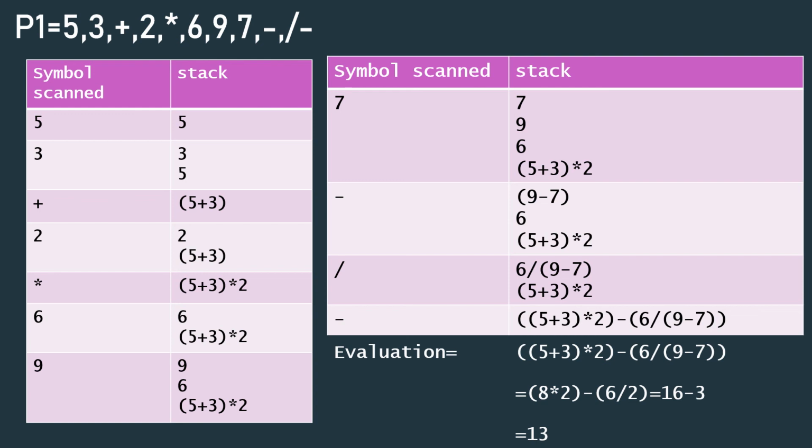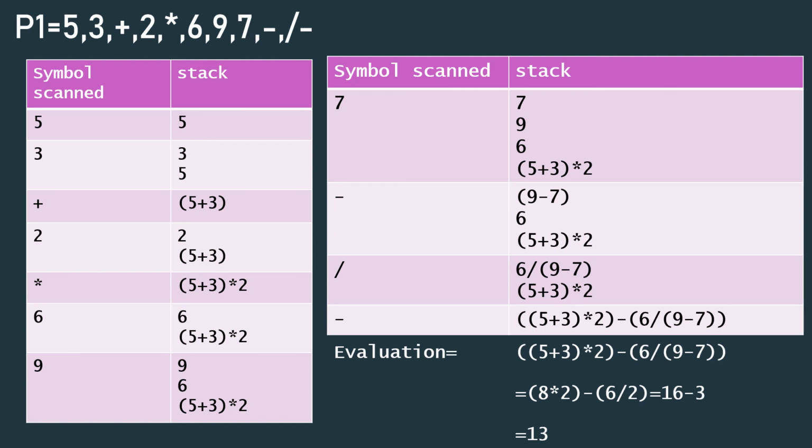Now the next symbol to be scanned is 2, which will be pushed into the stack. Then multiplication, this is one operator, so top two elements will be popped and the operator will be placed in between them and it will be pushed back into the stack. Now next symbol is 6, 6 will be pushed into the stack. 9, 9 will also be pushed into the stack. Now 7 will also be pushed into the stack.